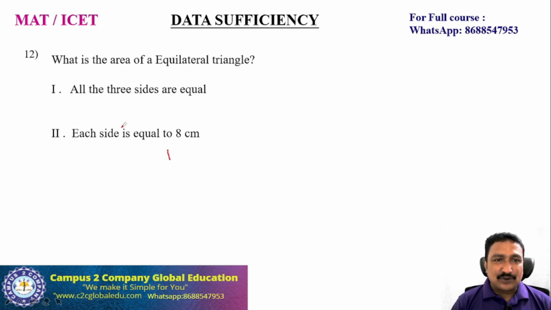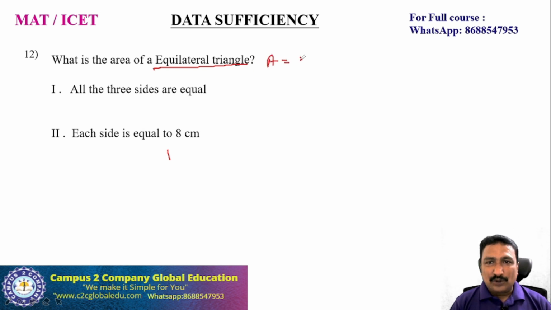Now look at the next question. What is the area of the equilateral triangle? We know the area of an equilateral triangle is equal to root 3 by 4 a square. Here a is called the side of the equilateral triangle. So if you know the side, then we can find the area.